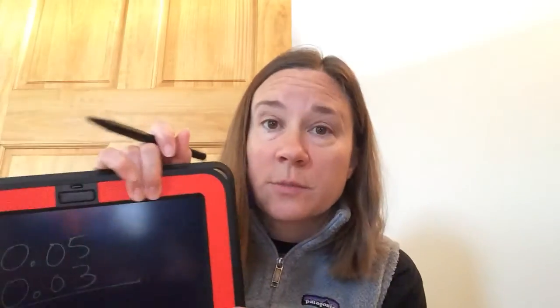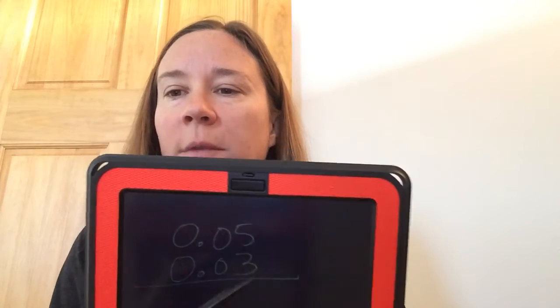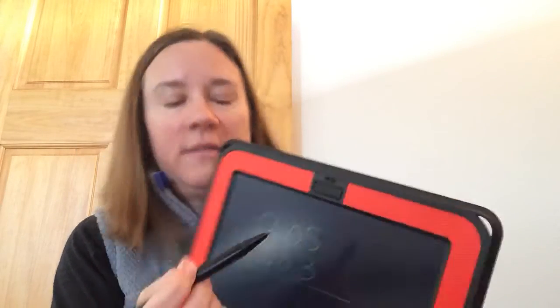I want to look at D. I'm going to skip ahead to D. So 5 hundredths times 3 hundredths. This is practice problem D. I want you to look at this one. Now I'm going to multiply. I know that 3 times 5 is 15.